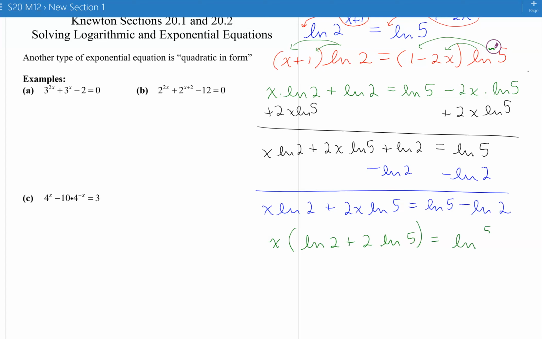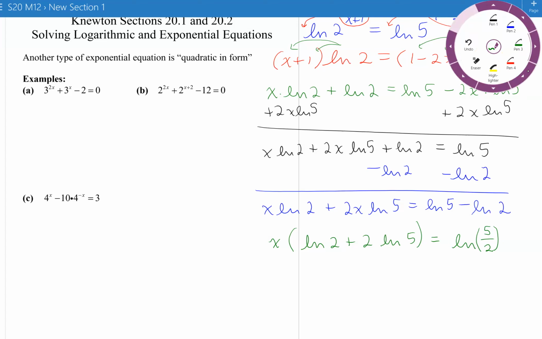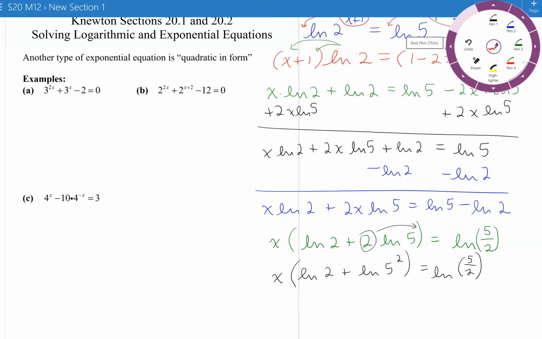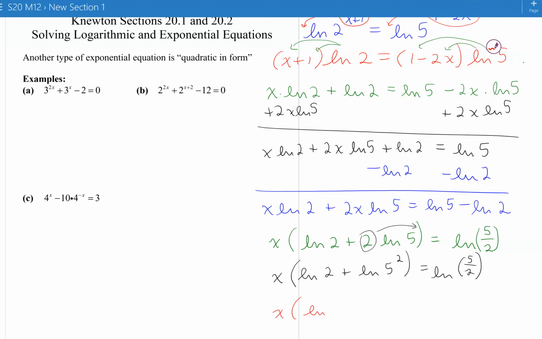And then on the right-hand side, I'm going to simplify that using a property of logarithms to the ln of 5/2. Okay, then I'm also going to simplify my logarithms on the left. And this 2 can come up and be an exponent on the 5. So I'll have the ln of 2 plus the ln of 5 squared equals the ln of 5/2. So on the left, that will combine to the ln of 2 times 25 equals the ln of 5/2.